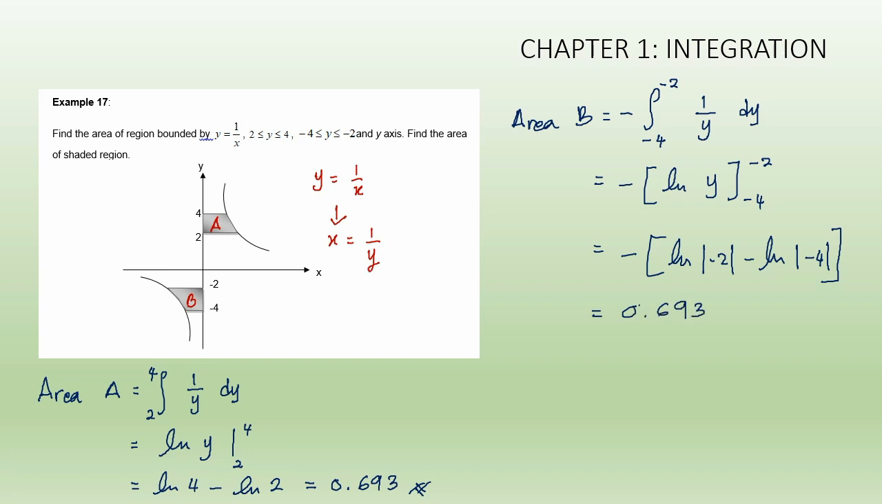We calculate, and the final answer is 0.693 for area B. And then for the total area, we have to sum up area A and area B. The total area is 0.693 for area A plus 0.693 for area B. So we have the total area as 1.386.